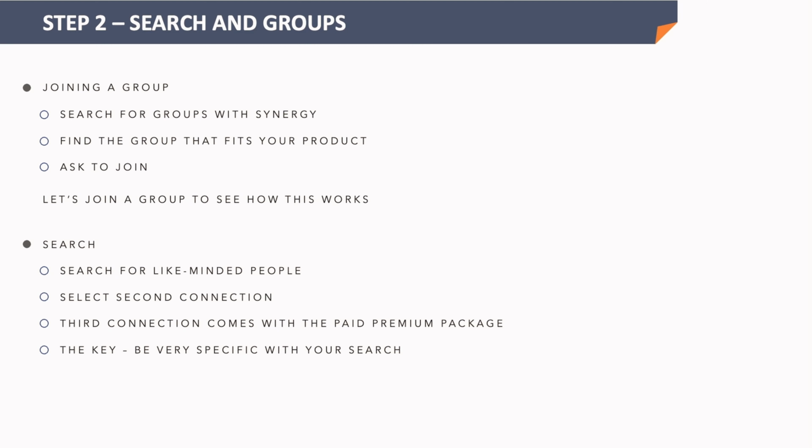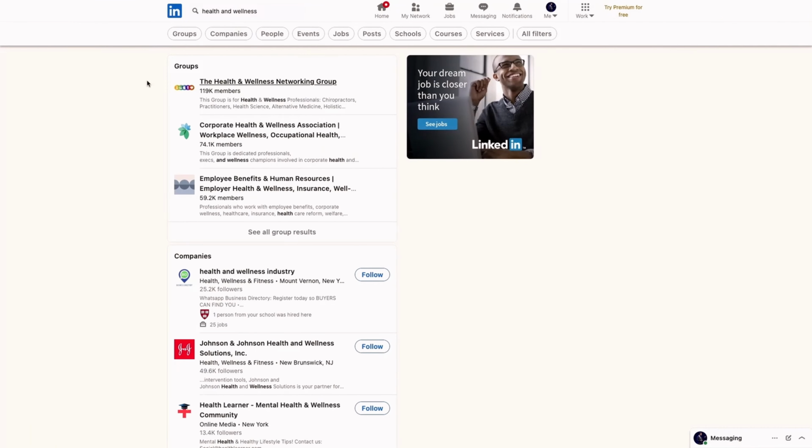So let's do a search and see how this works. Right now in LinkedIn, we've typed health and wellness into the search bar. LinkedIn has then created search results for groups, companies, people, events, jobs, and so on through all the different filters. What we are looking for is actual people in LinkedIn that have some synergies with health and wellness. And these are the people that we're looking for. So I want to filter for people.